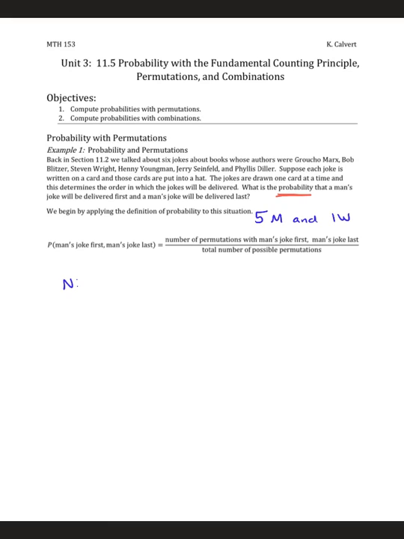So we want to find the number of ways with a man's joke first and last. We know that there's 6 people altogether, so there's the first joke, the second joke, the third joke, the fourth joke, the fifth joke, and the sixth joke. If we want a man's joke to be first, that means we have 5 possible choices of what's going to go first. And then there has to be a man's joke last. So we want to address the first and last spots first and then fill in with the rest. You have 5 to choose from for the first joke. Let's say we choose one of them. Now we only have 4 left for that last joke.